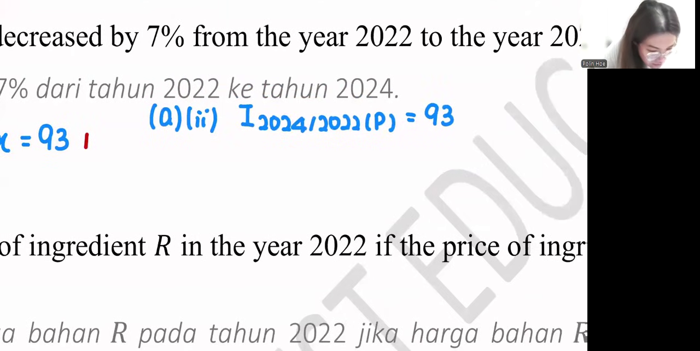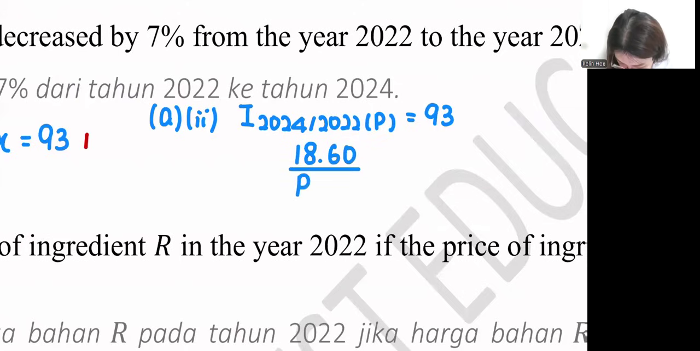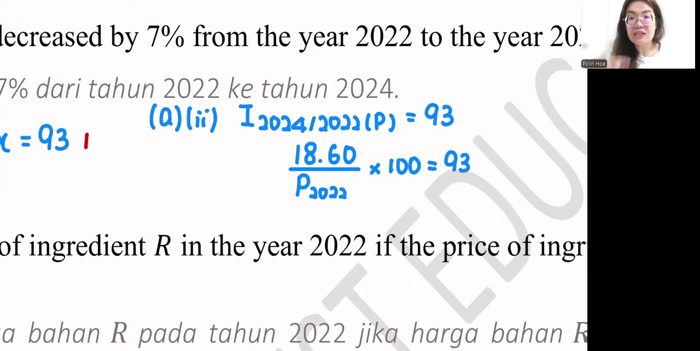2024 是 18 ringgit and 60 cents. 2022是 P 2022, multiply by 100, you get 93. This line only, you don't write the others, 没有其他 pattern. Only this, 只有这一个. So I don't care how you calculate, I get 20. But they ask for price.